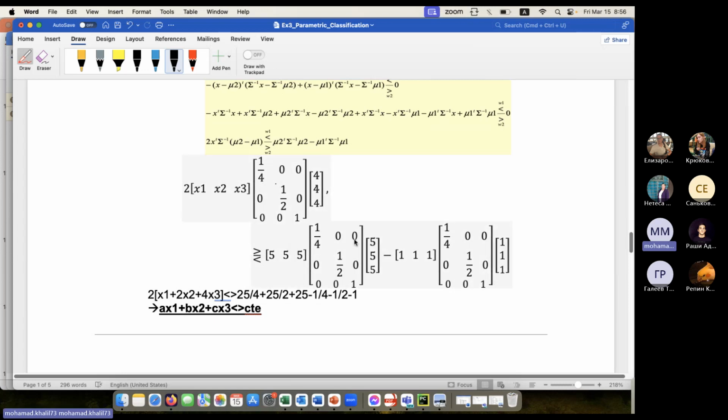Less than or greater than. What is the value of here? Here, 25 over 4 plus 25 over 2 plus 25. And here, 1 over 4 plus 1 over 2 plus 1 minus. Look, if you continue, constant, and you have ax1 plus bx2 plus x3 equal constant. Okay, this is a line.